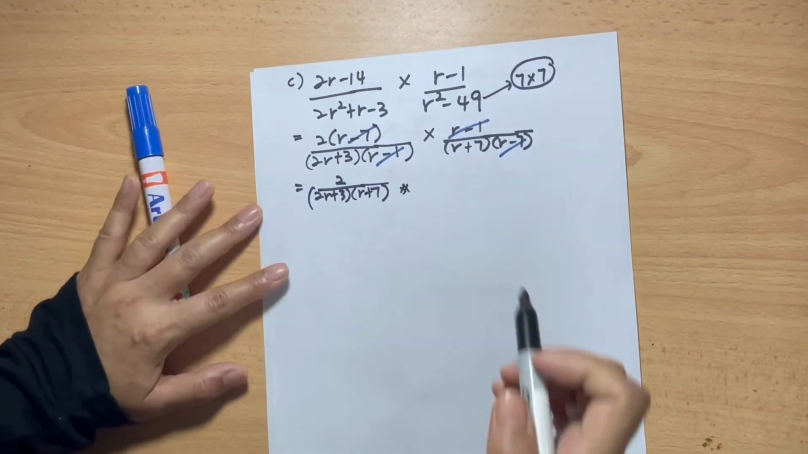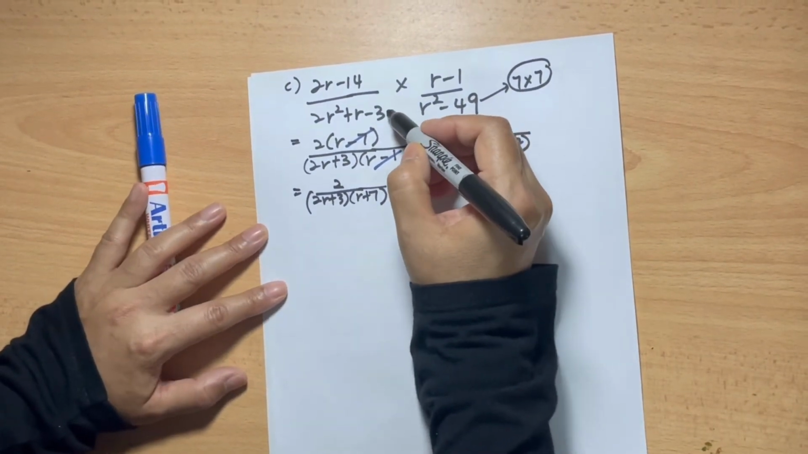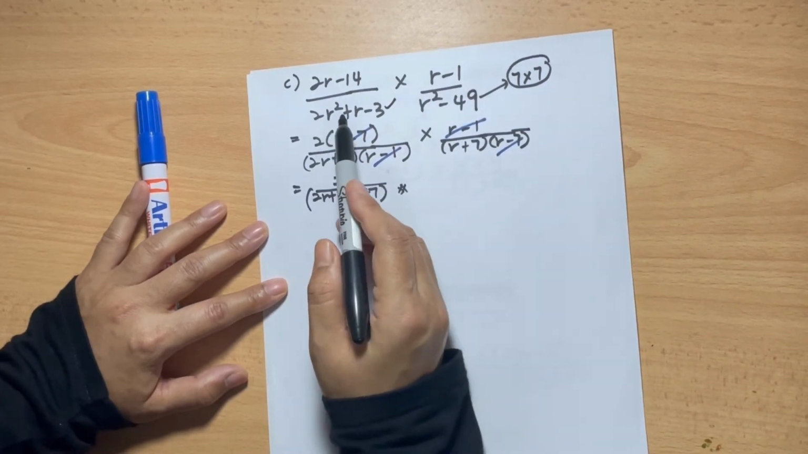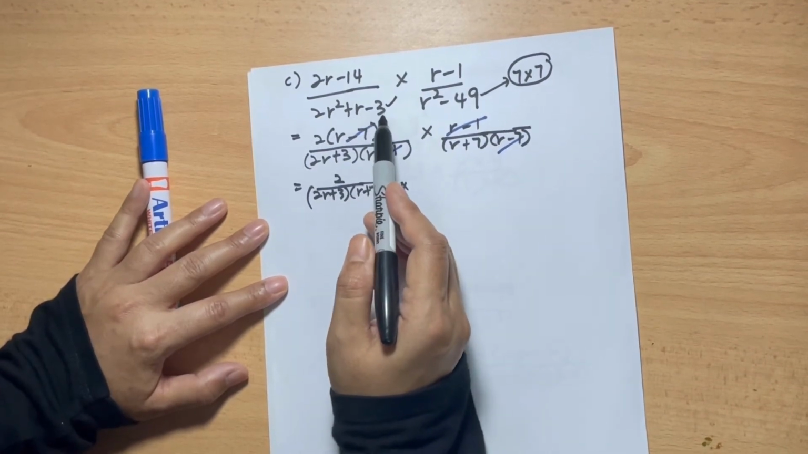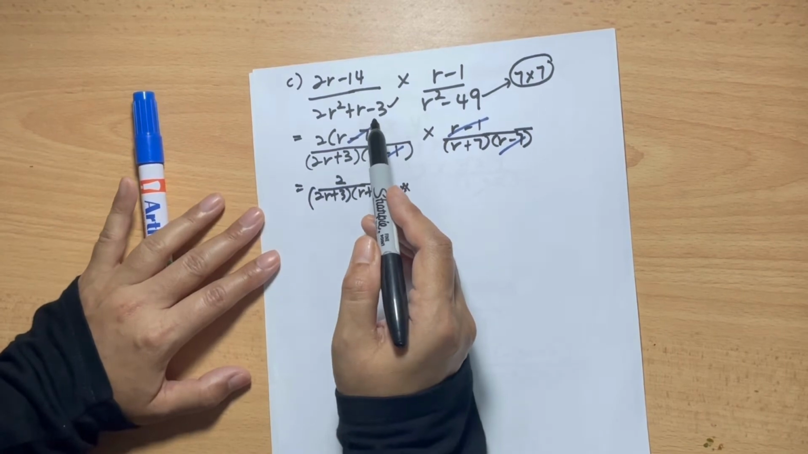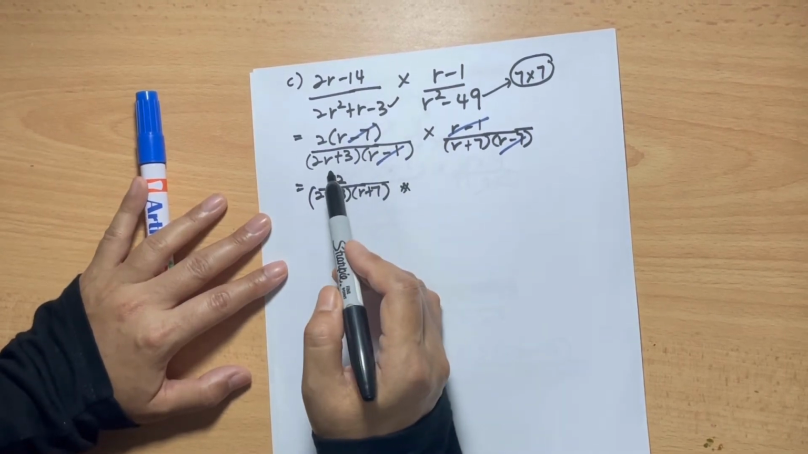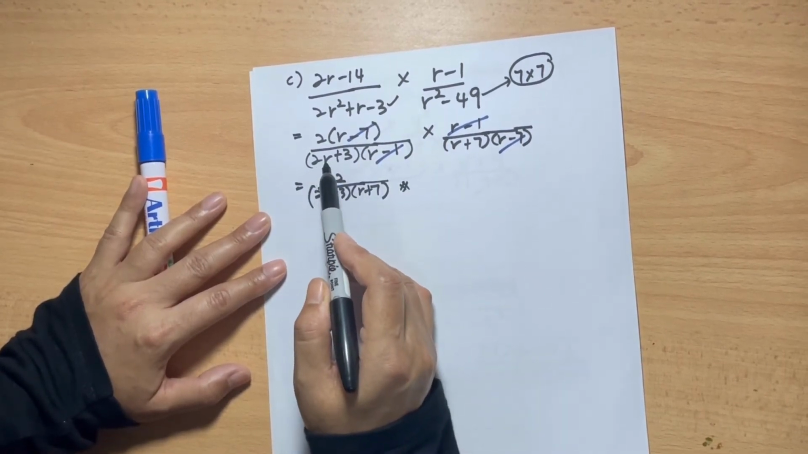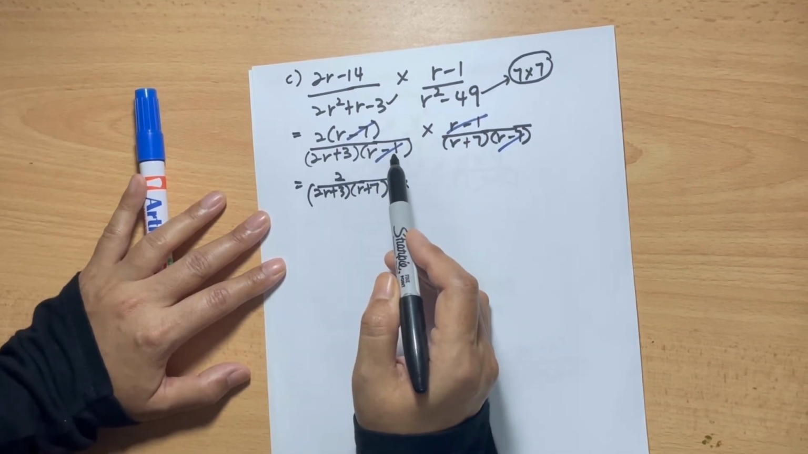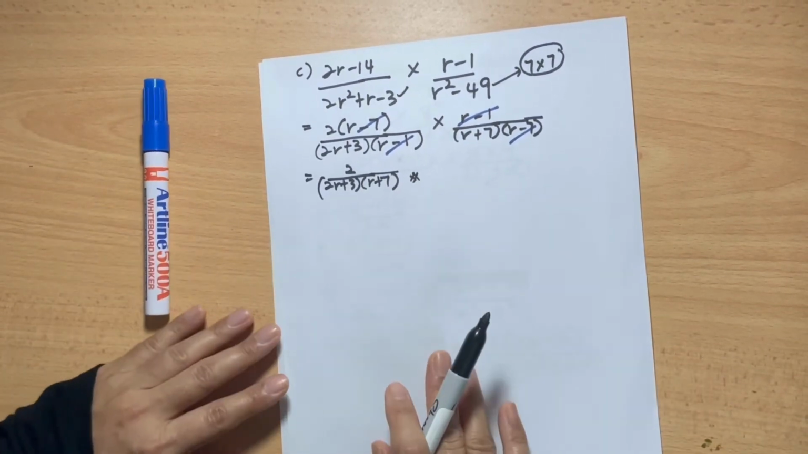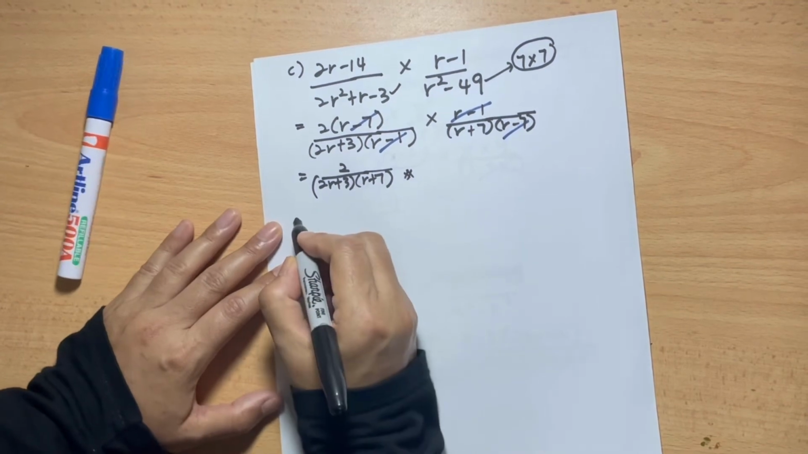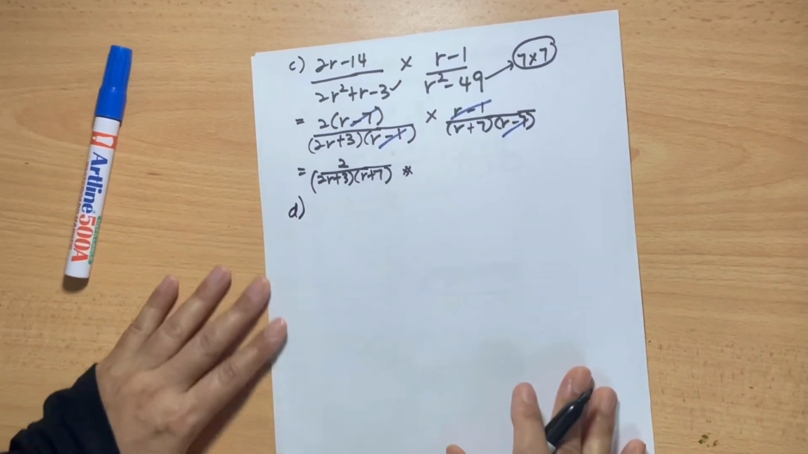I hope you already know how to factorize 2r squared plus r minus 3. I assume you know how to do the factorization, that's why we have 2r plus 3 and r minus 1. Right? Now, next one, we have D.